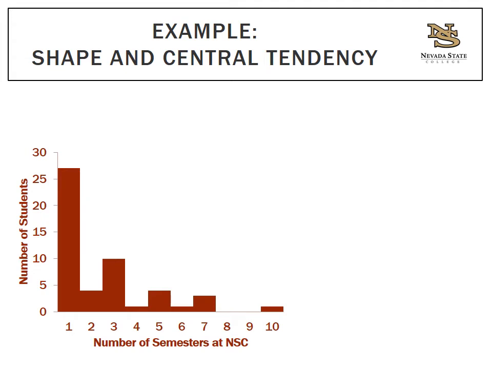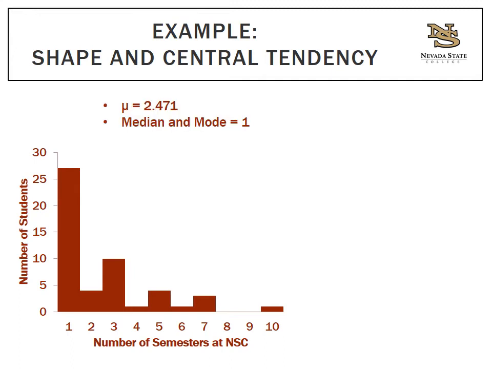So now let's get into applying these concepts through specific example problems. So if we look at this distribution here, looking at the number of semesters at Nevada State College among a sample of students, we can see that we have a very, very positively skewed distribution. So in this sample, most of these students have really just gotten here for the first time. This is their first semester at NSC. Then we have a small minority of students who have been here 7 to 10 semesters.